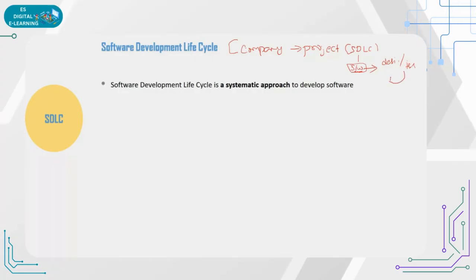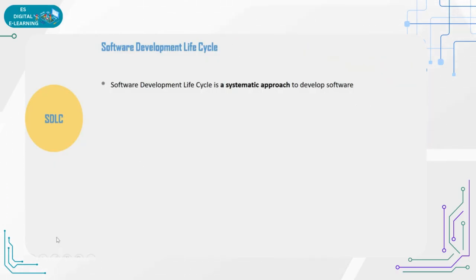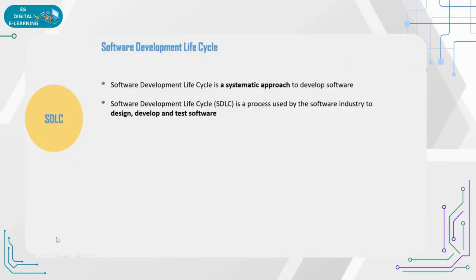So finally, how are they giving it to the customers? This will be part of the software development life cycle. So how are they doing it? First, it is a systematic process. To develop the software, they will follow some system.